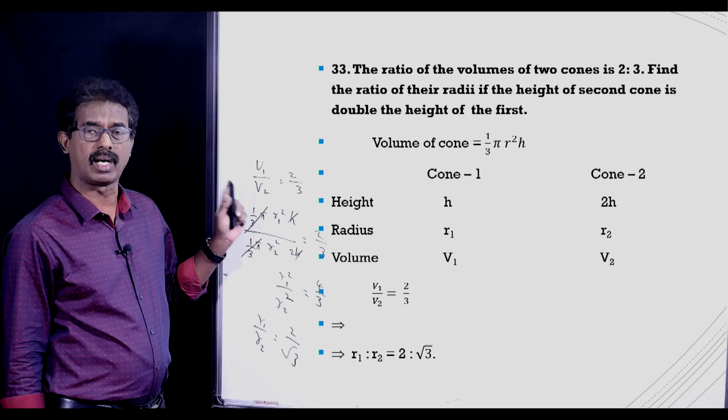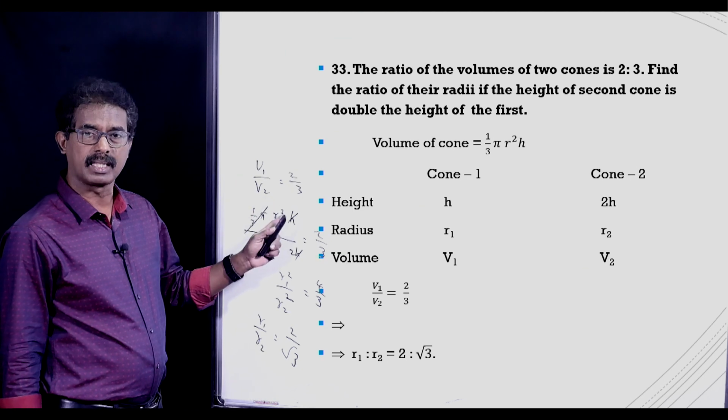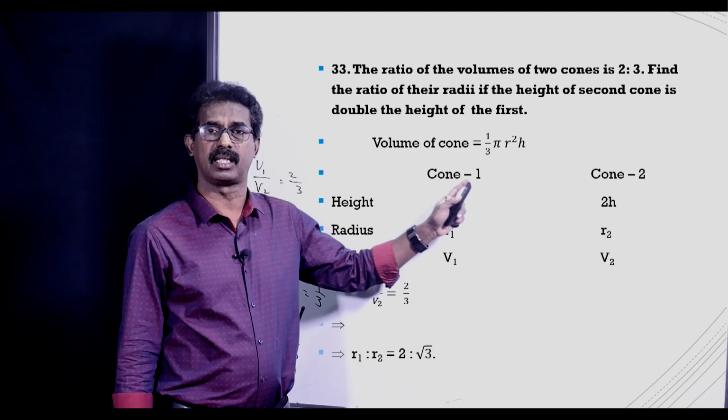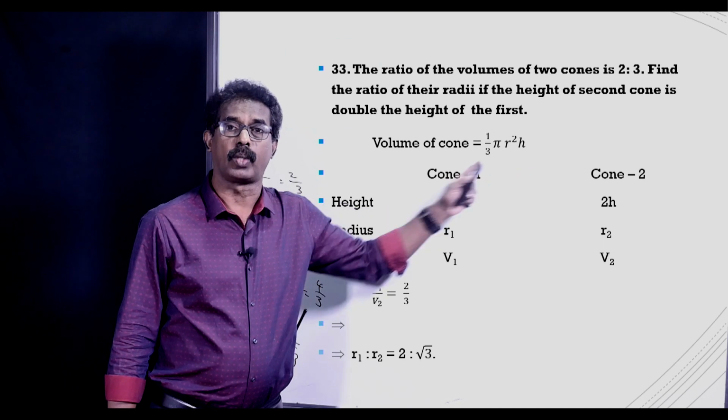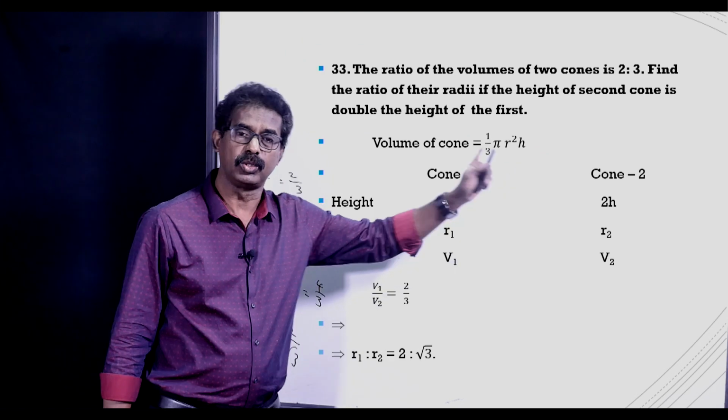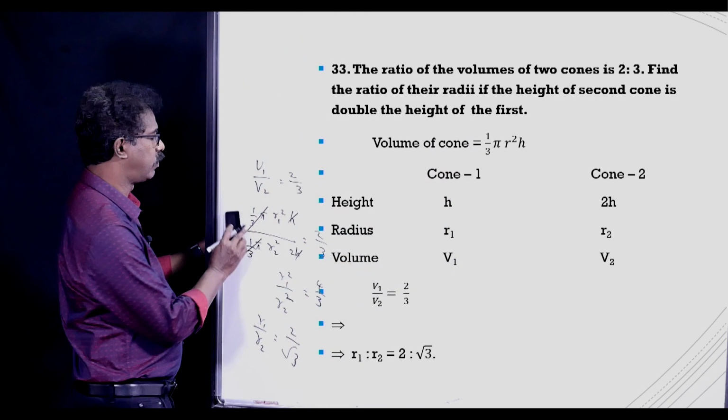Remember, the formula for the volume of a cone is 1 by 3 pi r squared h. R we have to find, so take it as R1 and R2. Height, they said the second one's height is twice the first. So the first one's height I am taking as h, so the second one is 2h. You'll get the answer. Okay, now we go for 34.